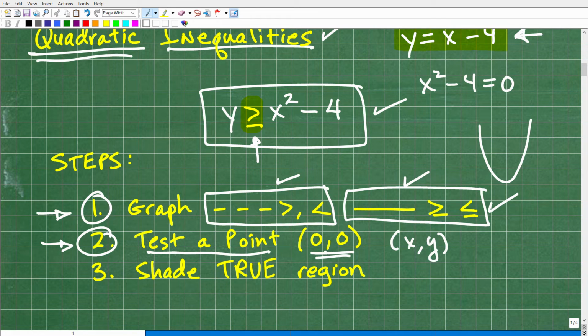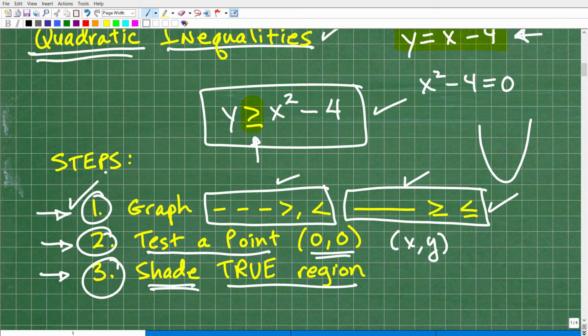Of course, I'm going to explain what it means to test a point, so hold on for that for one second. But I'm just giving you an outline of the steps. After we test a point, like the point 0, 0, that's going to indicate to us where the true region is. Okay, there's a true and false region. And then we're going to shade the true region. So these are the steps that we're going to follow, and let's get into it right now.